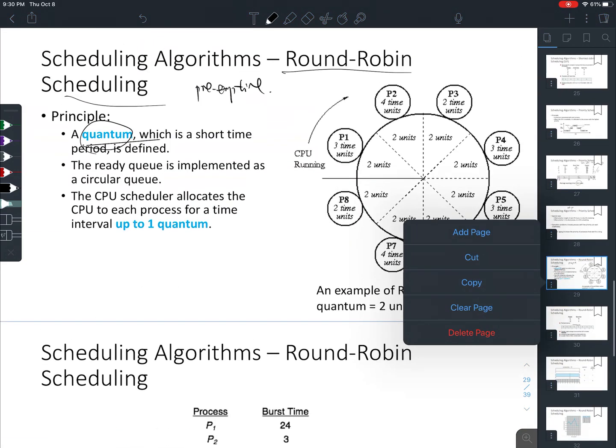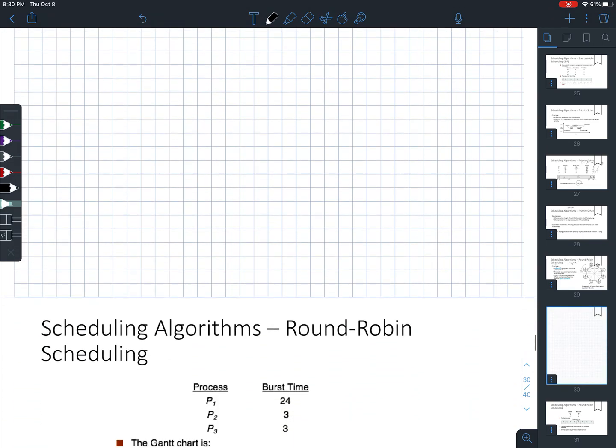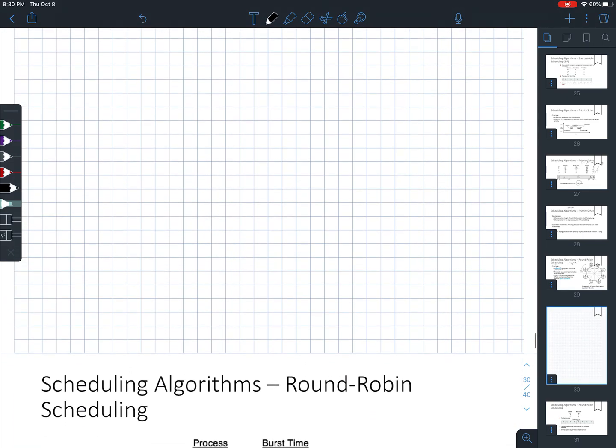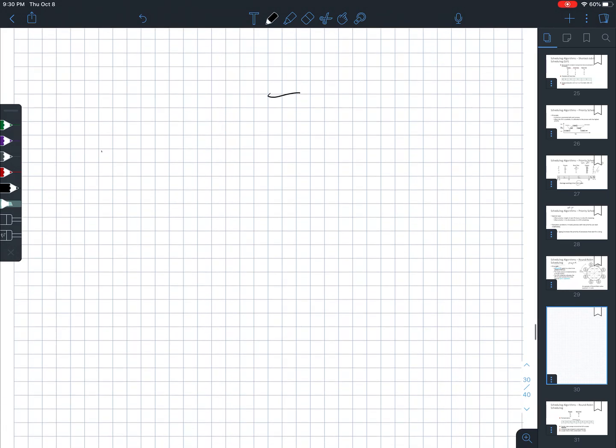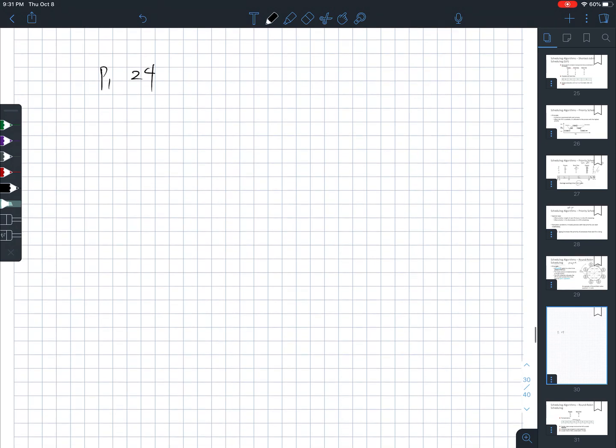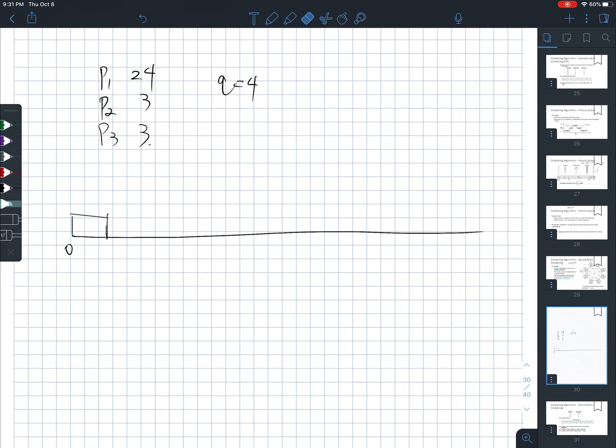Let's just work on this example together. Here we have P1, P2, and P3. P1's CPU burst time is 24, P2's CPU burst time is 3, and P3's CPU burst time is 3. The quantum size is 4 milliseconds. Let's work out the Gantt chart. In the beginning we allocate the CPU to P1 because it's the first one. For how long? Just 4 milliseconds for P1.